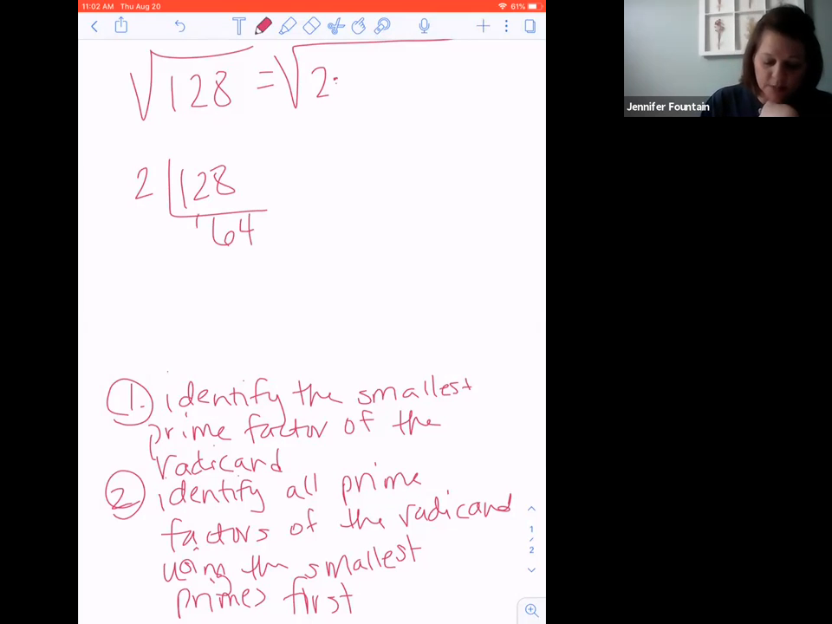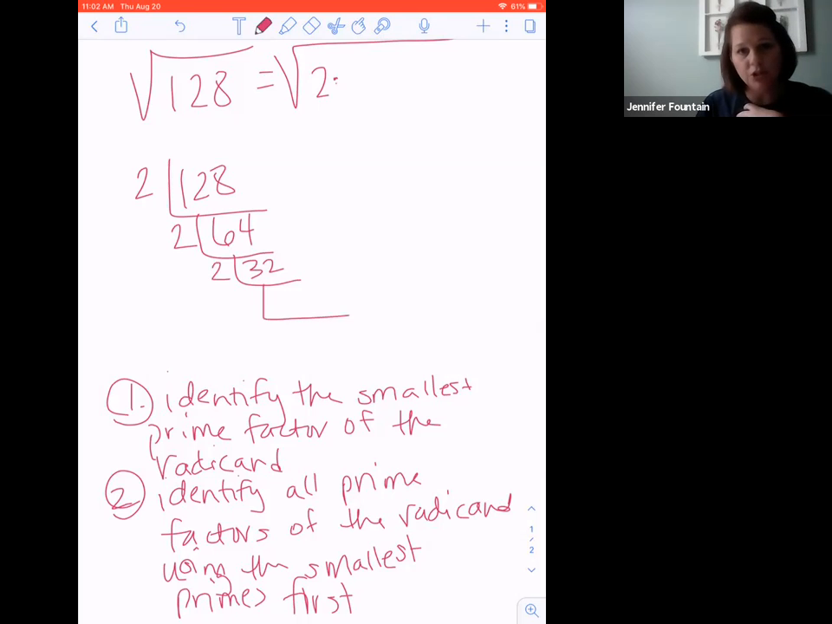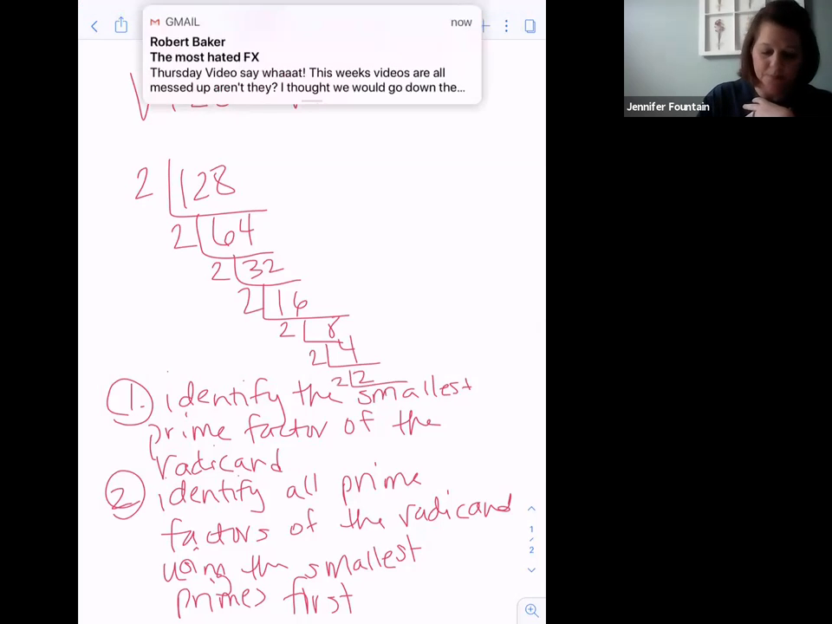So then again, I'm going to look at my smallest prime factor. Smallest prime factor of 64 is going to be 2. I'm always going to try to start with 2 if my number's even. 2 will go into 64. 2 will go into 6 3 times, and it'll go into 4 2 times. Again, smallest prime factor will be 2. 2 into 32. Half of 32 is going to be 16. 2 will go into 16 8 times. 2 will go into 8 4 times. 2 will go into 4 2 times, and 2 will go into 2 1 time.